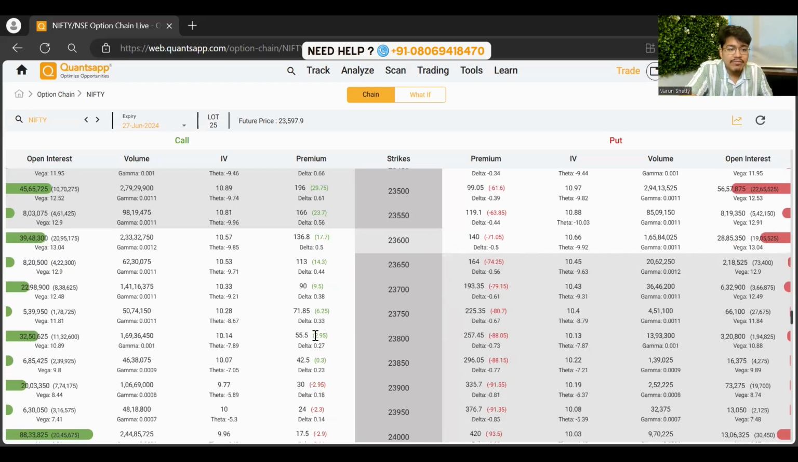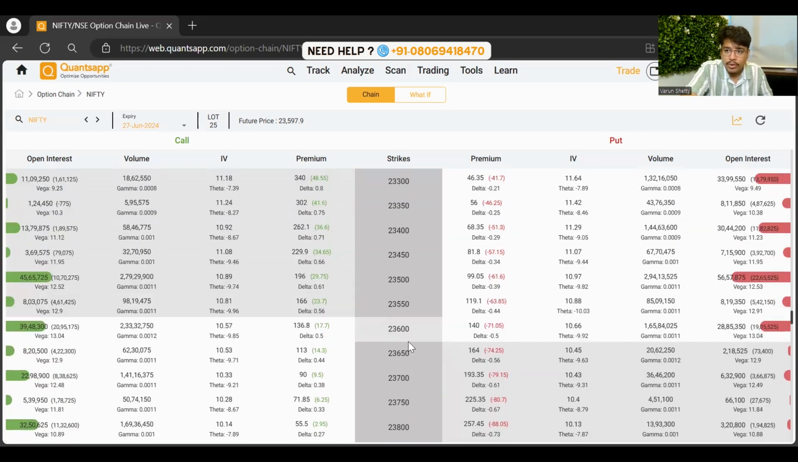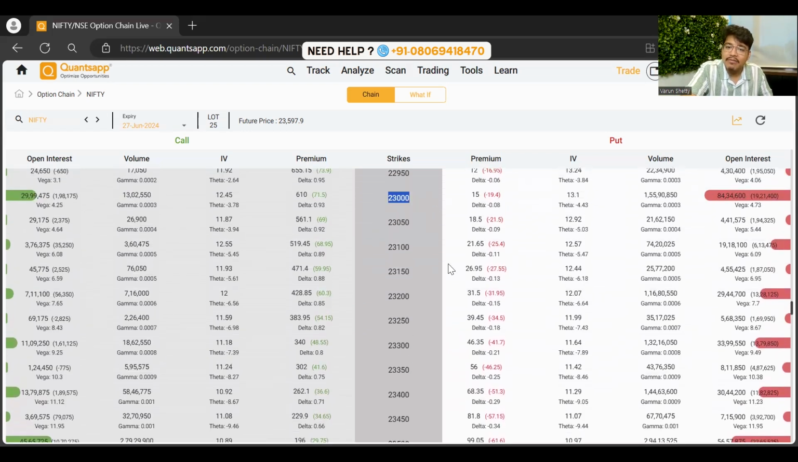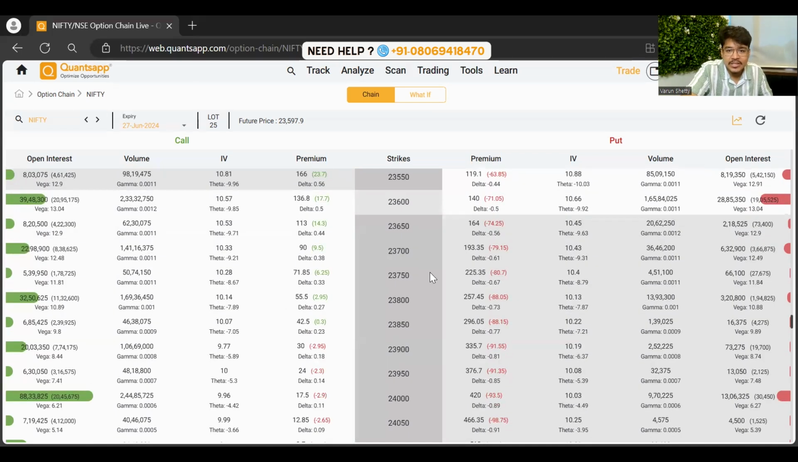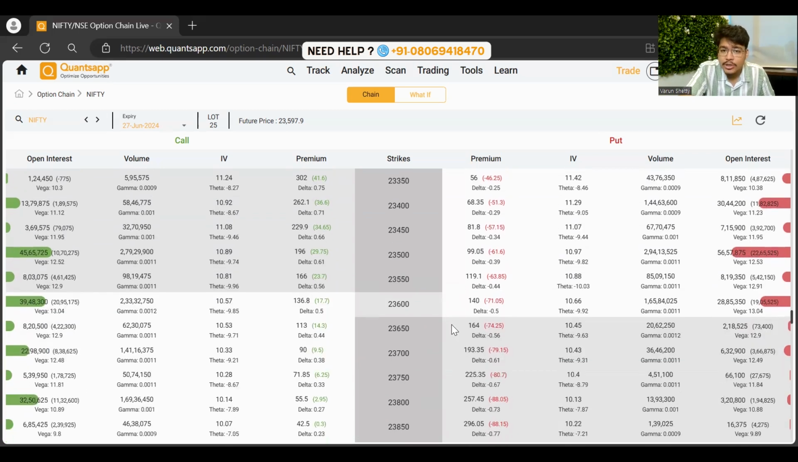If I look at the heaviest call, it is placed at 24,000. Okay, 24,000 is the heaviest call and 23,500 is the heaviest put. You can see there are some resistances and some supports, but majorly the supports are much stronger. 23,500 is a major support. You can see there is a lot more open interest there. And as you already saw, the volumes are much higher on the call side.